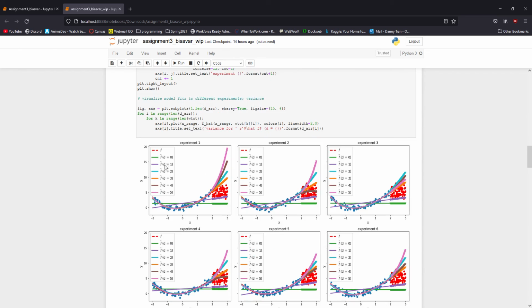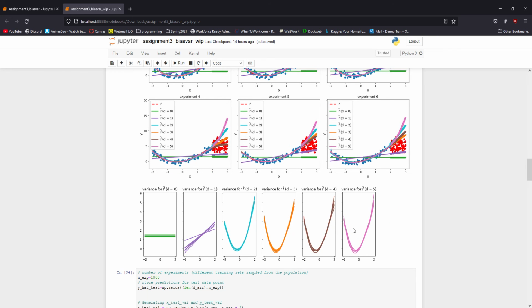And so we can see here that for each experiment, I only plotted 6 of them out of the 1,000, but we have each degree, and we see that they differ sometimes, and we have the variance as well, and it pretty closely matches how we're doing over here.